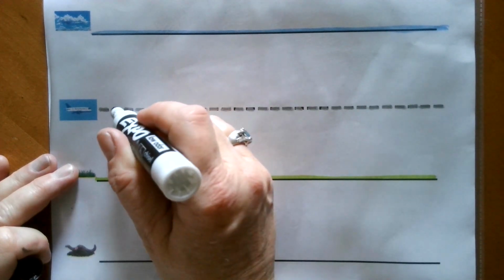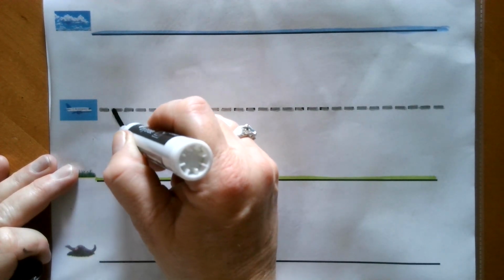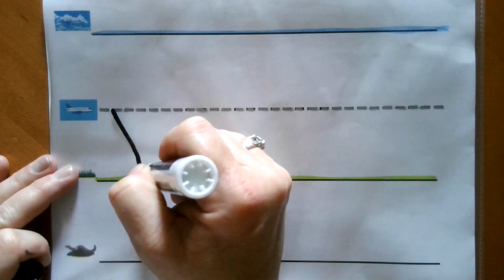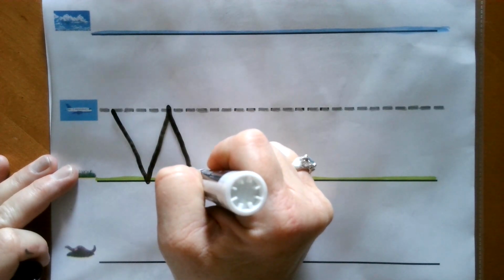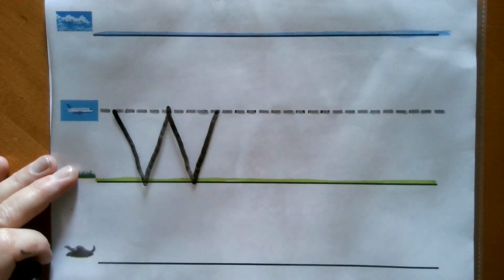And so talk about touch, go to the plain line, and then we're going to make sure we slide, and then we're going to bounce, slide up, bounce, slide down, bounce, slide up. W, wind, woo.